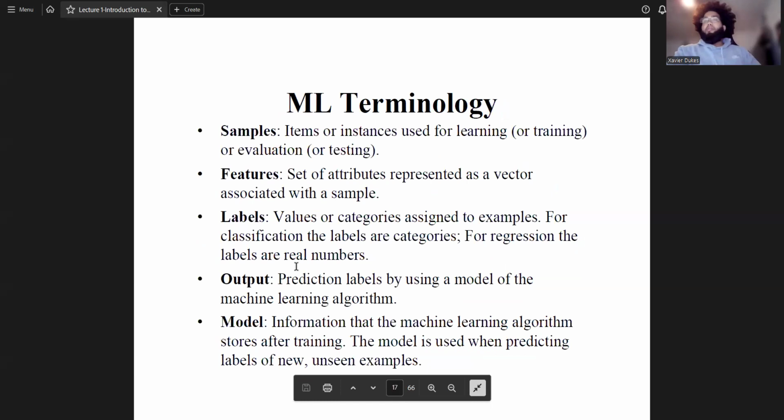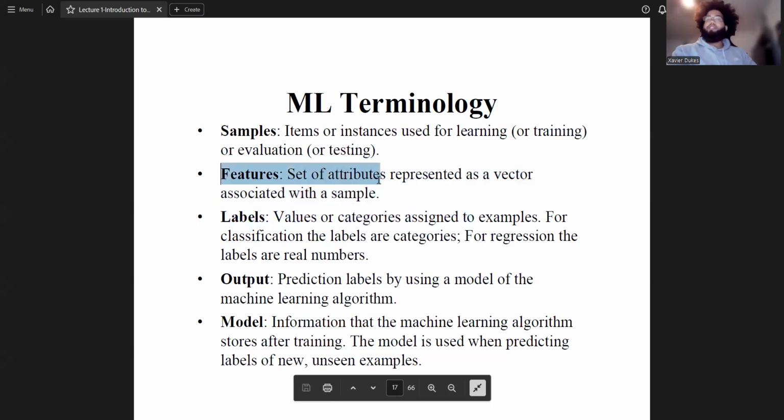A little bit about machine learning terminology. Samples. Samples are just the instances of data that you feed into your model, and these are used for training and testing of your model. Goodness me, these pop-ups are insane.